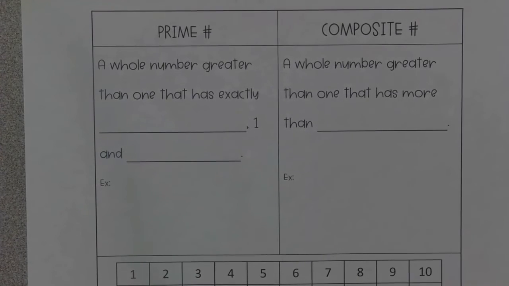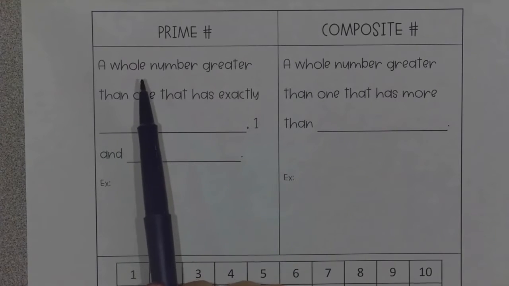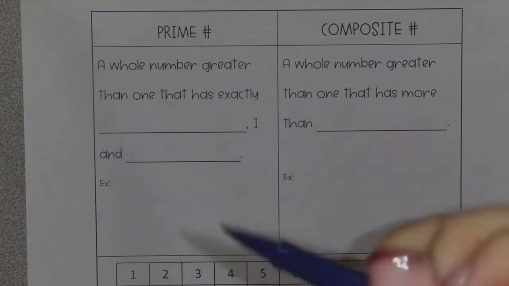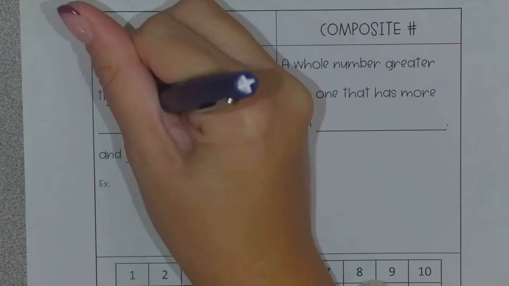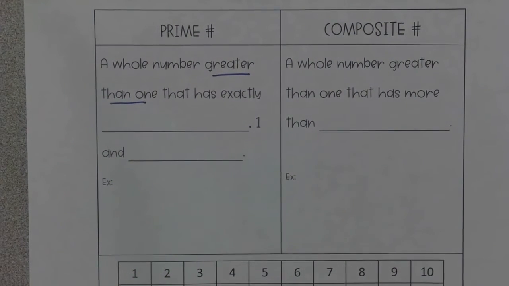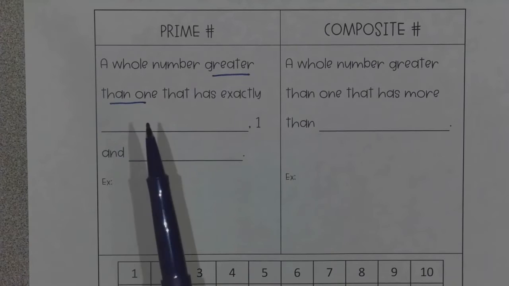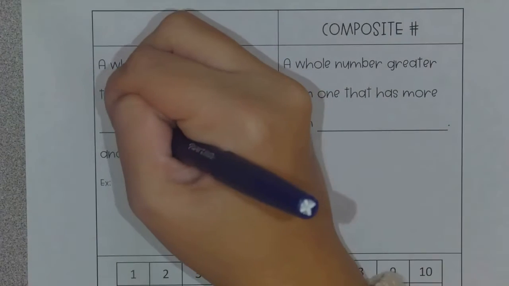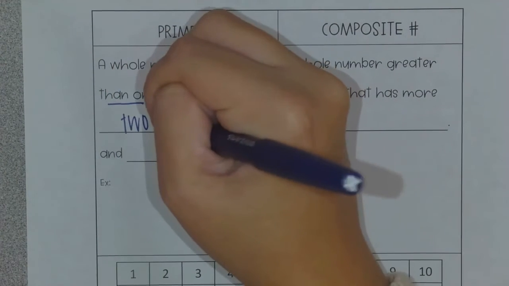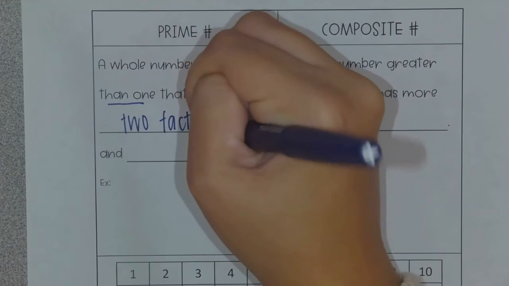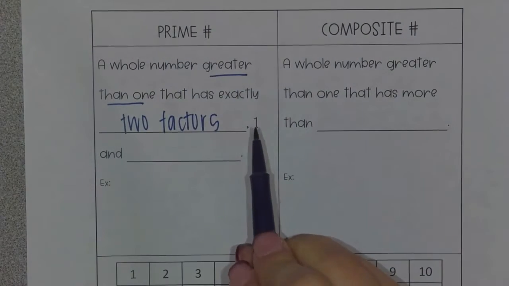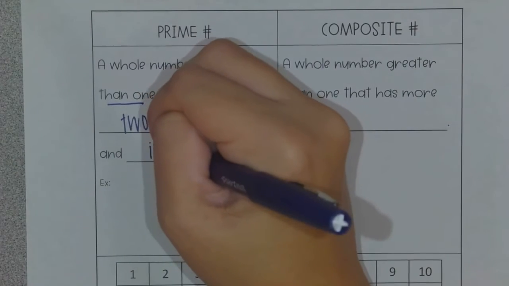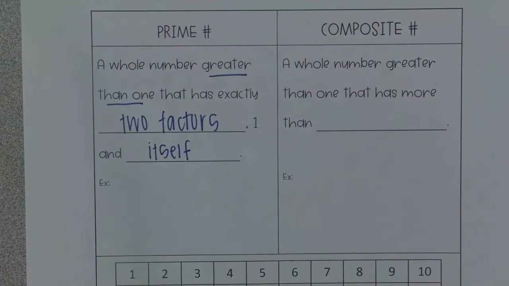Every number that we talk about, except for the number 0, can be classified as a prime or a composite number. So a prime number has to be a whole number that is greater than 1. That's why 0 does not count as a prime number, because it has to be greater than 1, but it's going to have exactly 2 factors. Those 2 factors are going to be 1 and itself, so whatever that number is.